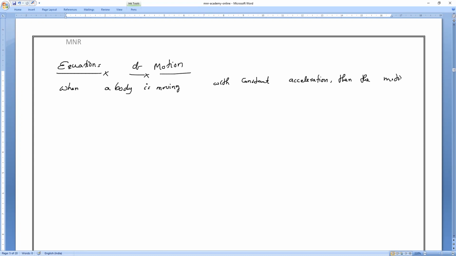The motion of the body is known as uniformly accelerated motion.